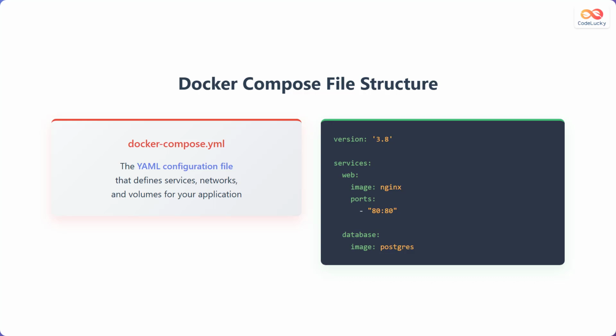Here is the structure of a Docker Compose file. The file name is docker-compose.yml. This YAML configuration file defines services, networks, and volumes for your application. Below is the example code. Version 3.8. Services: web, image nginx, ports 80:80. Database, image postgres.